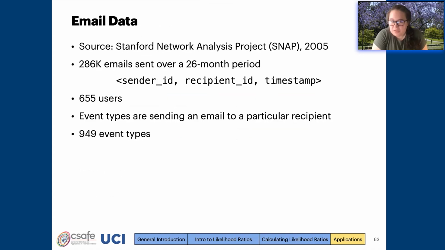So a little more detail on the three data sets that we used. The email data set comes from the Stanford Network Analysis Project. This was almost 300K emails sent over a roughly 2-month period. Each row in the data set has this format of sender ID, recipient ID, and timestamp. These come from 655 users, and each event is someone sending an email. The way that we specified the event categories of interest is we looked at a pool of possible recipients. This was almost 1,000 possible recipients, and each category of event is sending an email to a particular recipient.